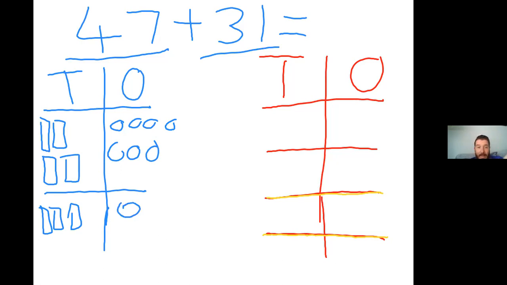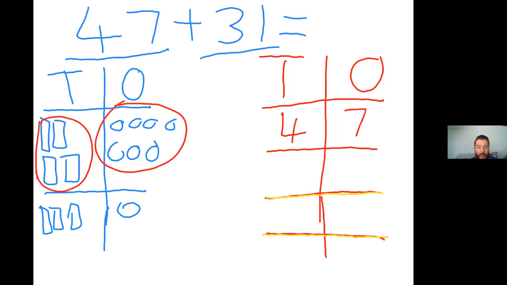Now we're going to put this information into the red one, aren't we? So here we've got 4 tens. So we're going to write the number 4. Here we've got 7 ones. So we're going to write the number 7. Here we've got 3 tens. So we're going to write 3. Remember, look, the 4 tens and the 3 tens go underneath each other because they're both tens numbers, aren't they? Just like they are here. And then I've got 1, which is going to go there.